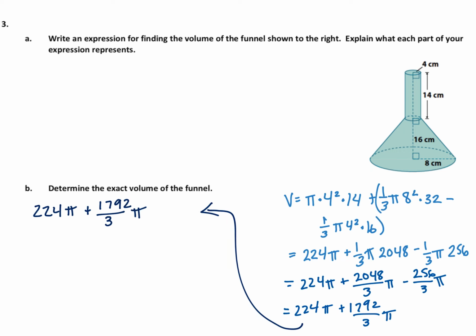When you change 1792 over 3 into a mixed number, we've got 597 and a third pi. So to finish this problem off, you're going to add 224 plus 597 and a third and leave the pi symbol at the end, and you'll have units cubed, but in this case it's centimeters cubed. So just finish that last step.